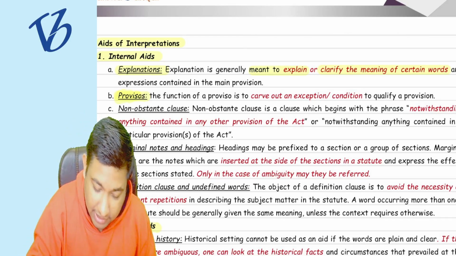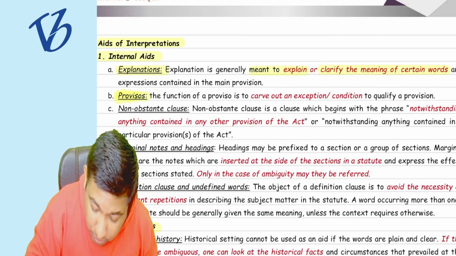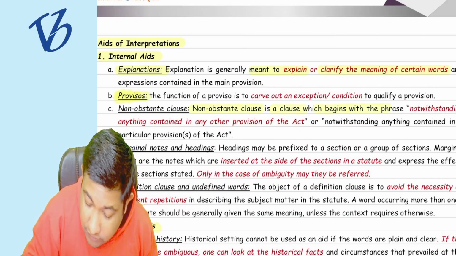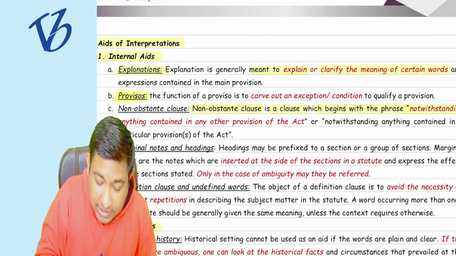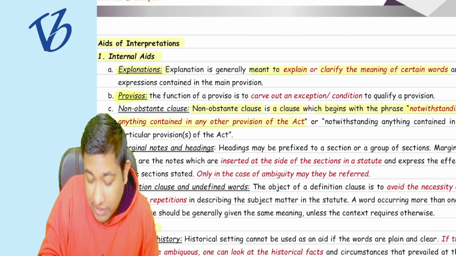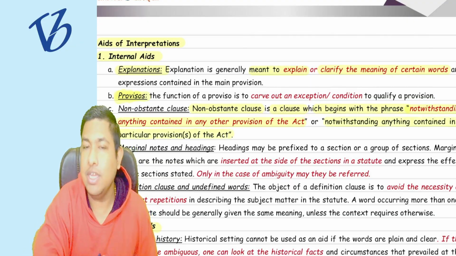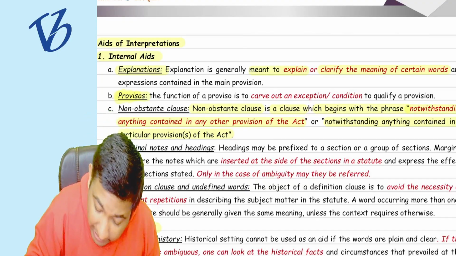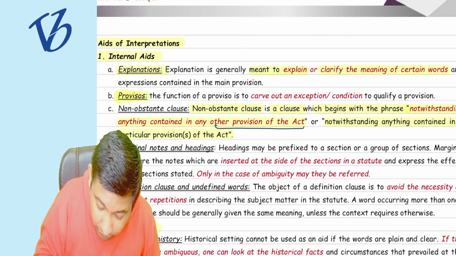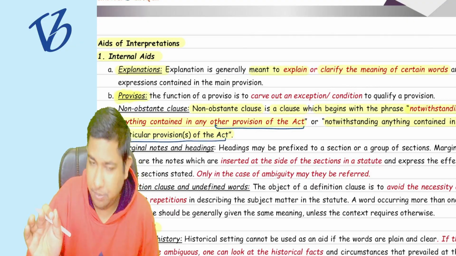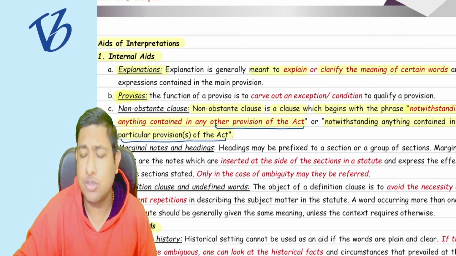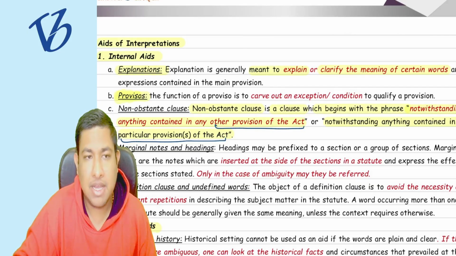Understand and read it very carefully: a non-obstante clause is a clause which begins with the phrase "notwithstanding anything contained in any other provision of the act," or "notwithstanding anything contained in the particular provisions of the act." Either we are overriding the whole act, or we are overriding just this particular provision. Understood or not? Tell me this first. Clearly understood? Shall I move forward?